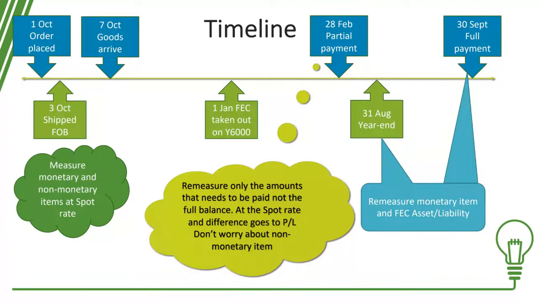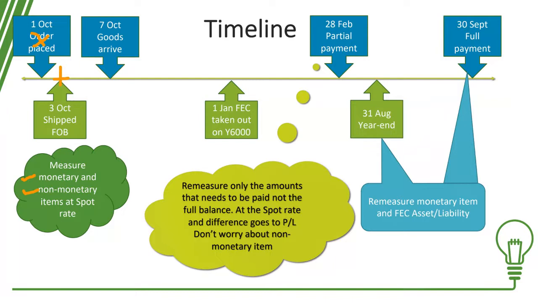Okay, anyway, so there's nothing that we need to do when there's an order placed, right? So we're not going to do anything on the 1st of October. Okay, are we needing to do something on the transaction date? Yes. What happens on transaction date, guys? We measure the monetary item, that being the creditor, but transaction date is also the only time that we measure the non-monetary item. Okay, we measure the monetary item and the non-monetary item on transaction date.